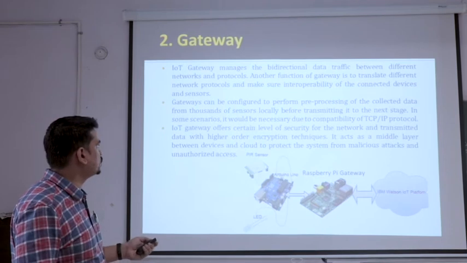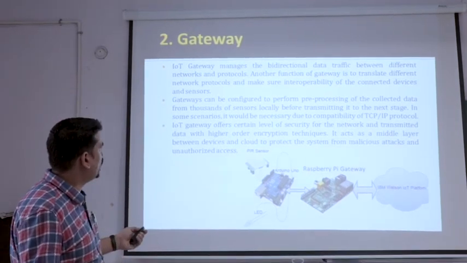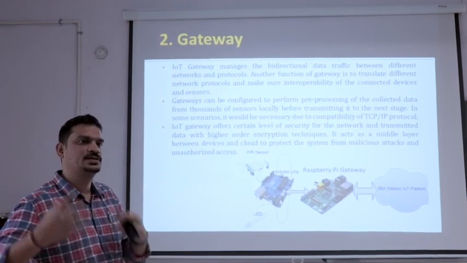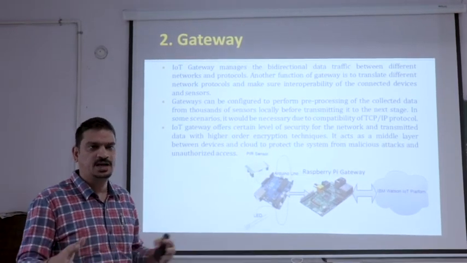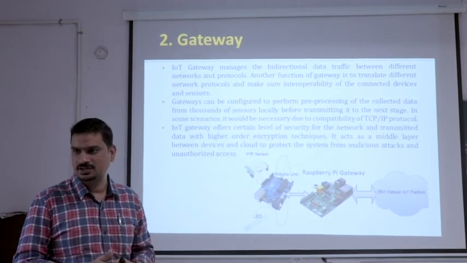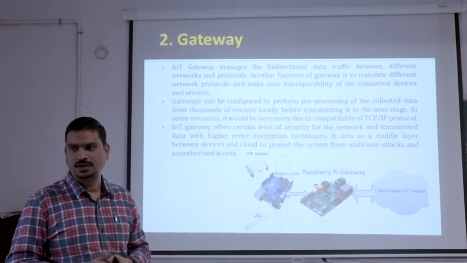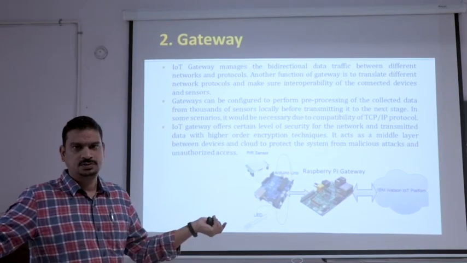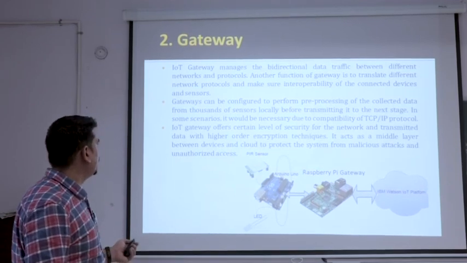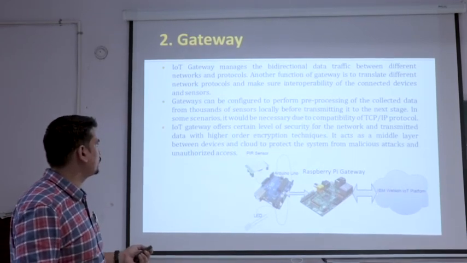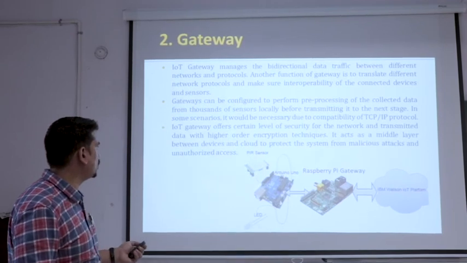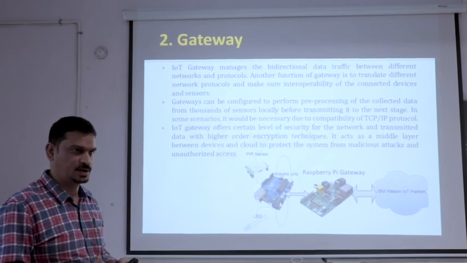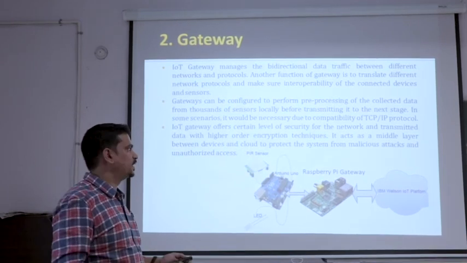Another function of the gateway is to translate different network protocols and make sure interoperability of connected devices and sensors is there. They can communicate with each other very easily. So there is a gateway which knows the protocol of that side and this side also. A gateway can be configured to perform pre-processing of collected data from thousands of sensors locally before transmitting to the next stage. What I told you is it will do pre-processing before giving to the next level.